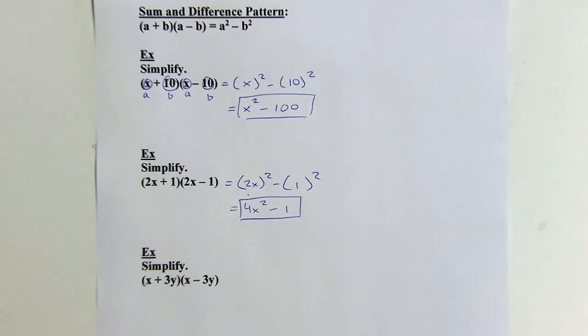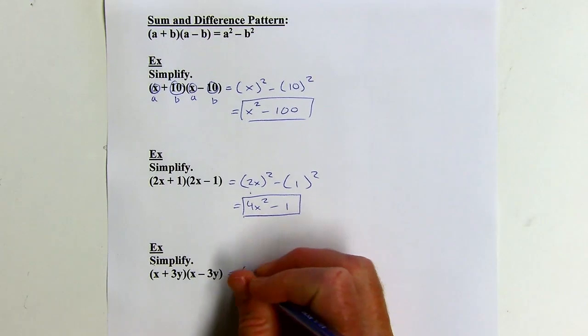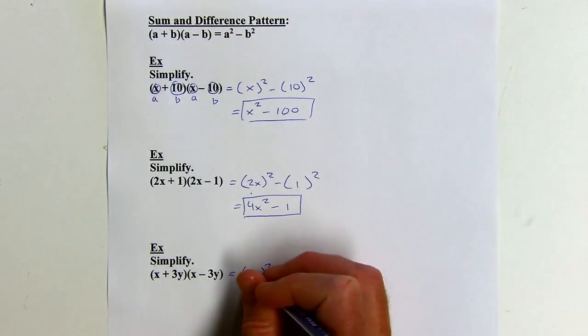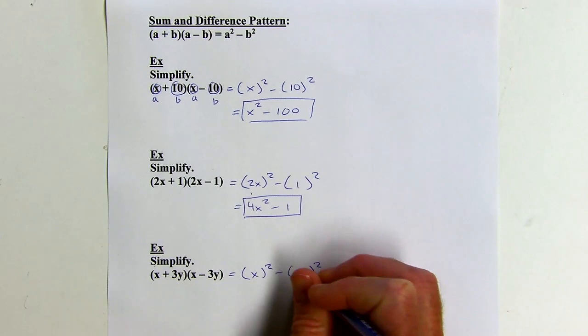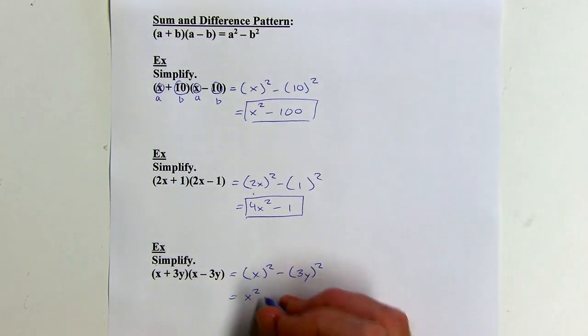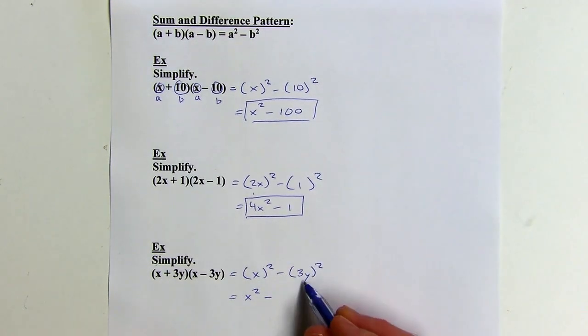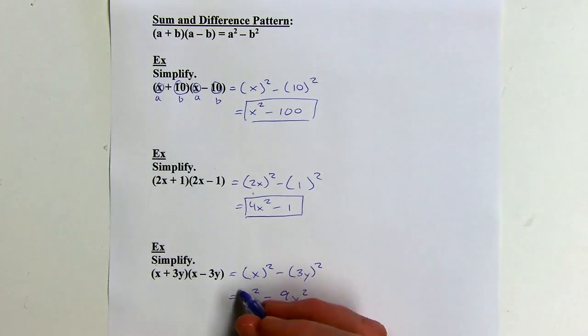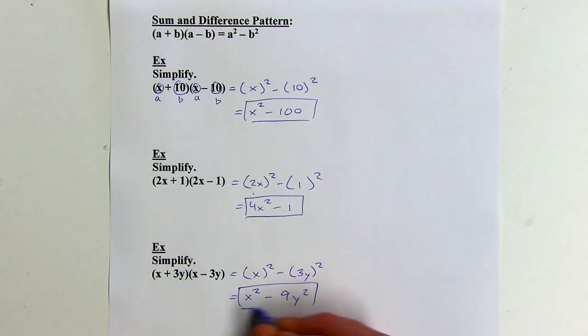All right, one more. A squared minus b squared. So my a is x, and the b is the quantity 3y. All right, so that gives me x squared. 3y times 3y would be 9y squared, not 3y squared, right? So there is my solution.